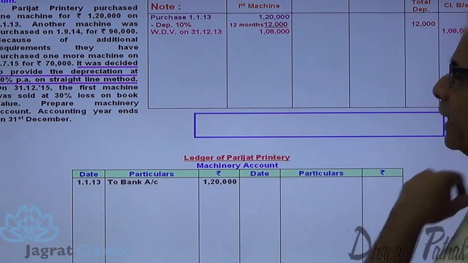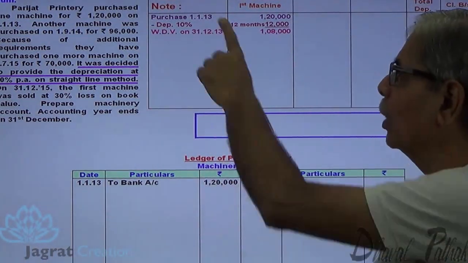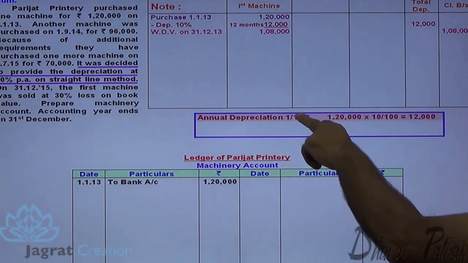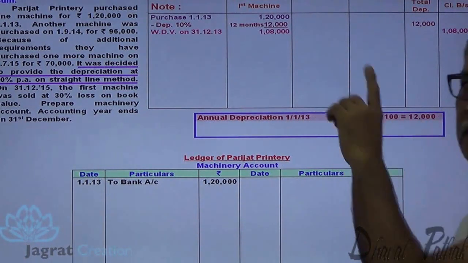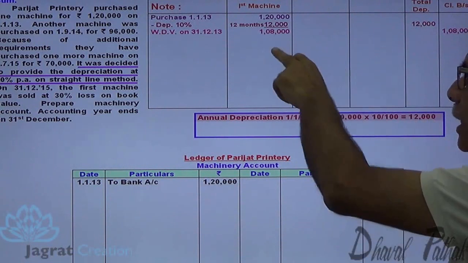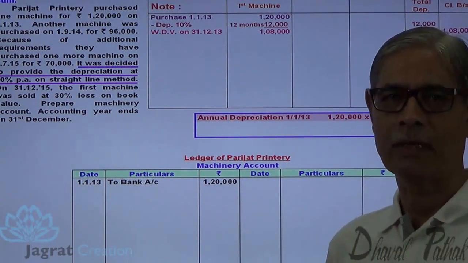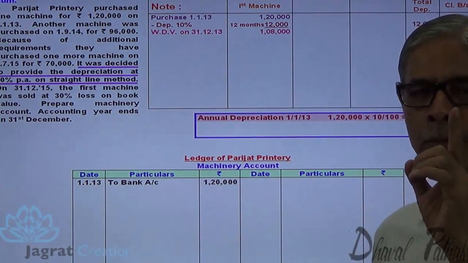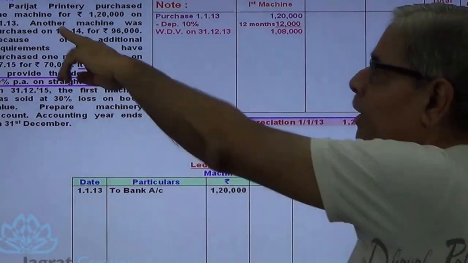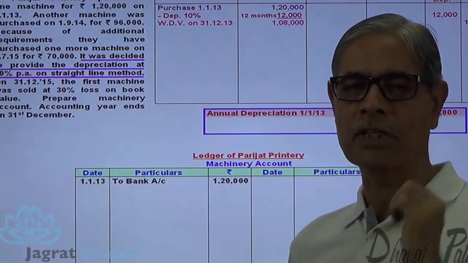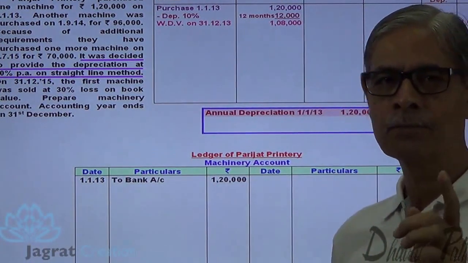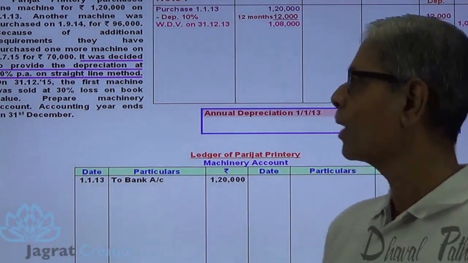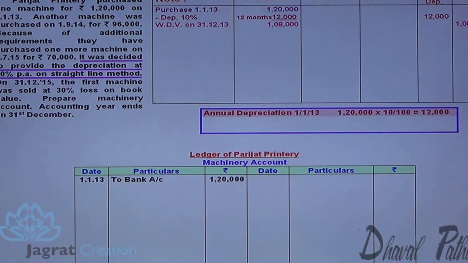Now here I prepare one working note wherein I am going to write down the annual depreciation for each machine. So annual depreciation for machine purchased on 1/1/2013 is 12,000. So in the second year when I provide depreciation, I will provide depreciation at the annual rate of 12,000. In the third year also I am going to provide depreciation at the rate of 10%, that is 12,000. So first machine I am required to provide depreciation for 3 years. First year's depreciation 12,000, second year same 12,000, third year same 12,000. After that this machine is sold. So I have written here annual depreciation for each machine.